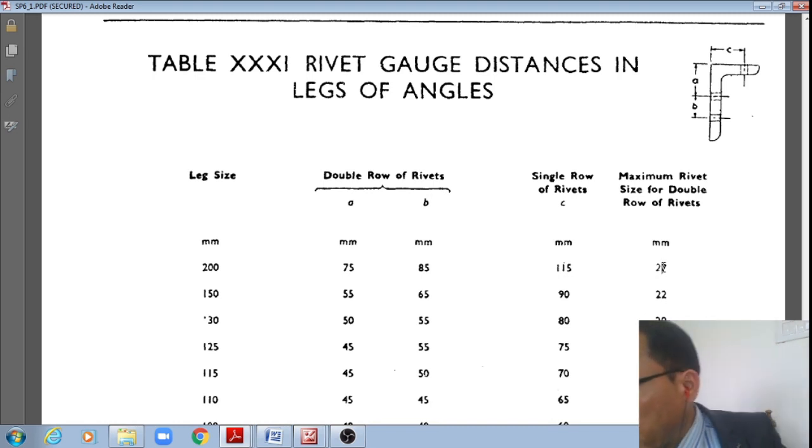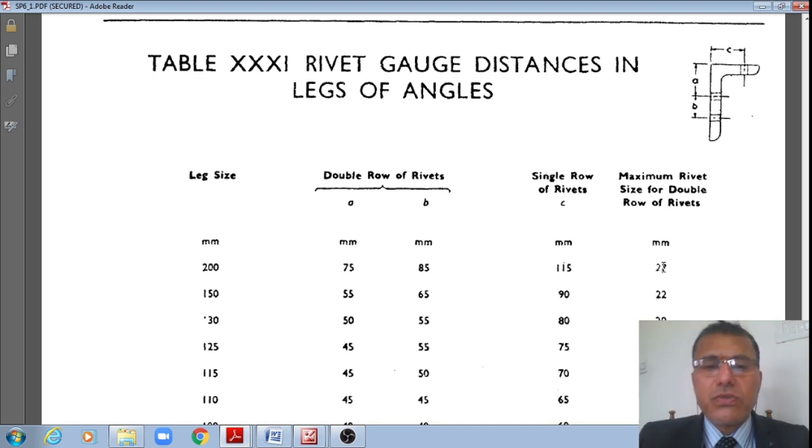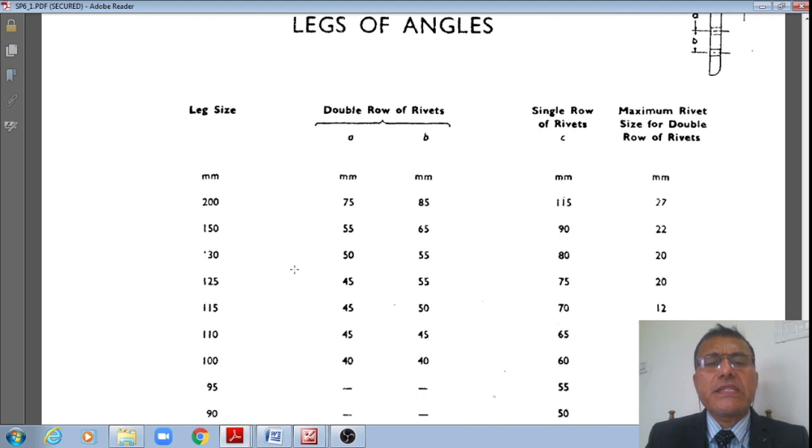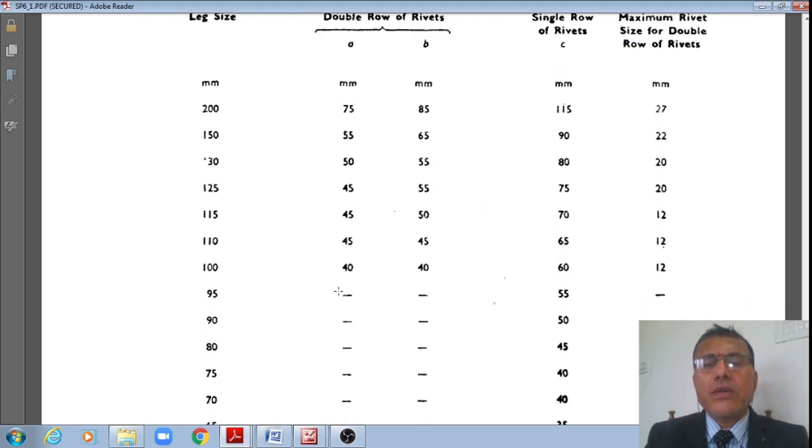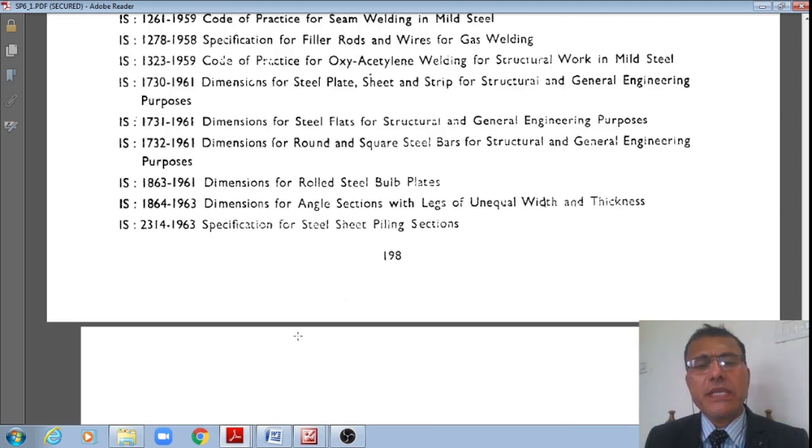Like that, please see other sections also, students. For other leg sizes, 200, 150, and so on. If they are not applicable, they are shown with a dash.